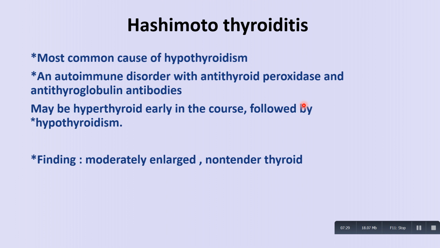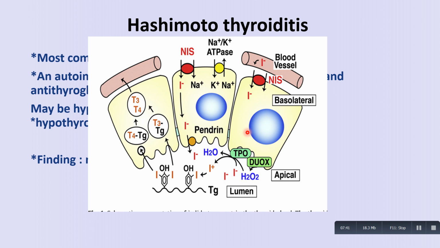Pathophysiology of this disease: as you can see in the picture, thyroid peroxidase is important for conversion of iodide to iodine. So antibody will work against this enzyme. In addition to that, thyroglobulin, which is, as we said, also important for the synthesis of thyroid hormones.